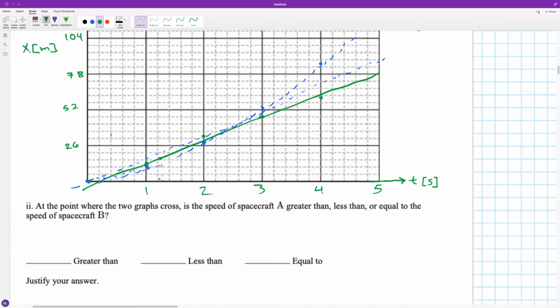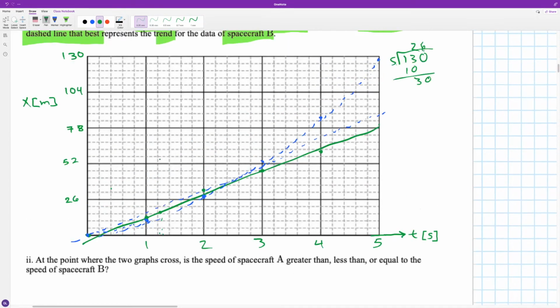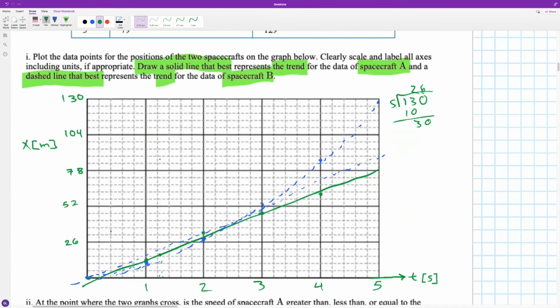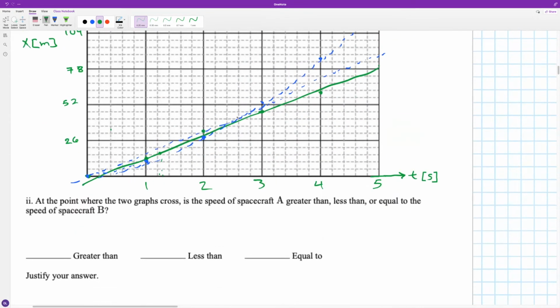Because this is 1.2, 1.4, 1.6, 1.82. So yeah, about a little after that right tick mark. So let's see here. At the point where the two graphs cross is the speed, oh, sorry. They're actually going to cross over here. I'm not answering the correct question.